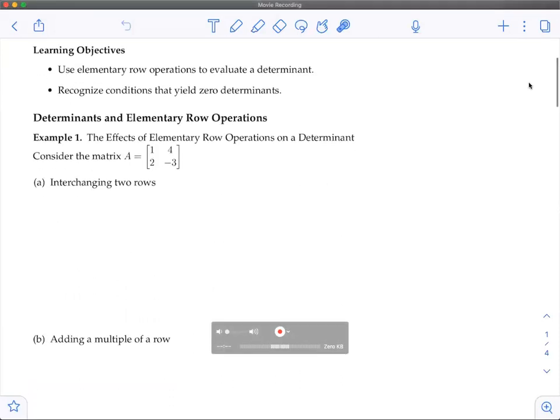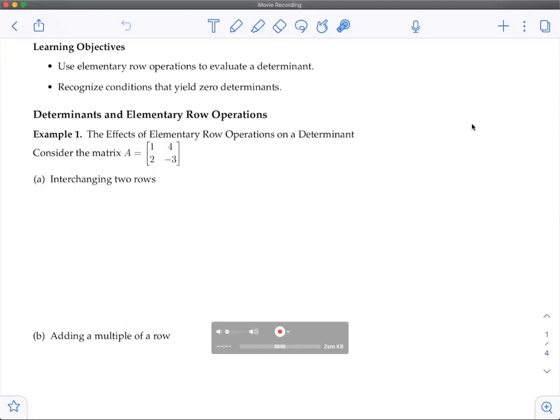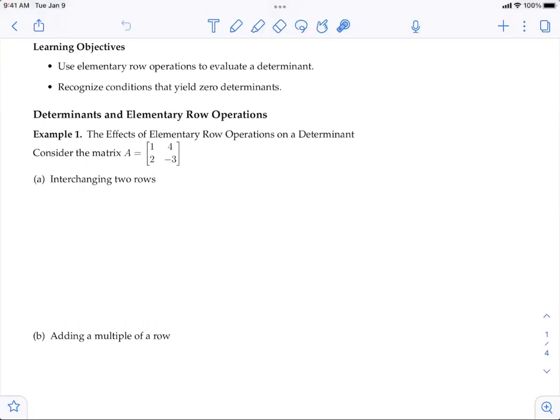All right, so let's start with the simple matrix A of the form 1, 4, 2, -3. And let's calculate the determinant of this matrix. So the determinant of A is going to be the determinant of 1, 4, 2, -3. So 1 times -3 minus 2 times 4. This gives me -11. So that is the determinant for matrix A.